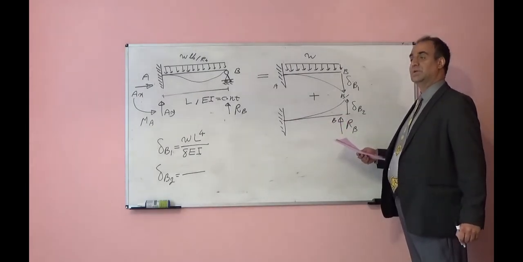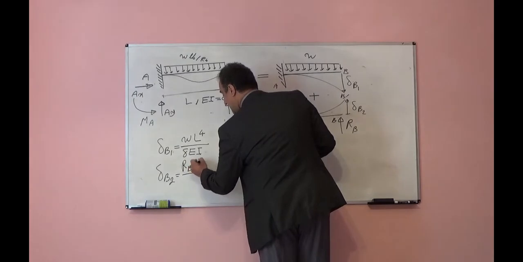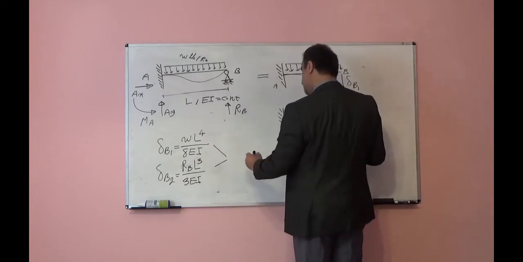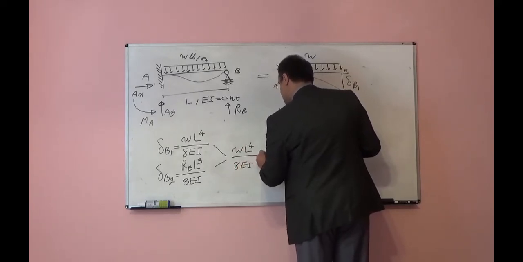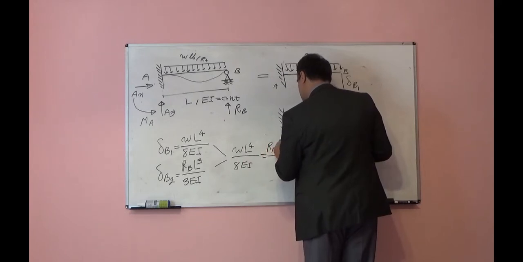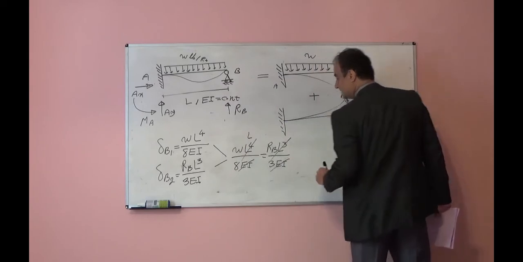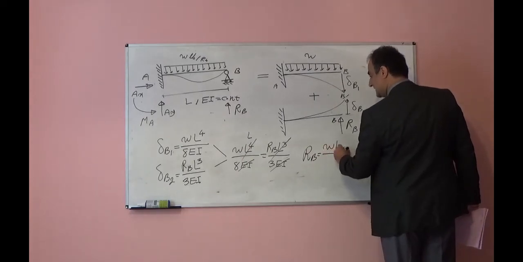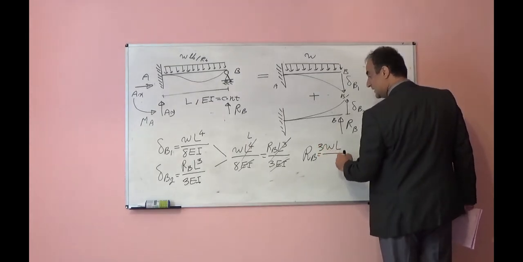So what will be deflection? Previously we saw that it is R B load L cube over 3 EI. These two should be equal. So if I plug these equal, W L to the power of 4 over 8 EI is equal to RB L cube over 3 EI. EI and EI from both sides will cancel each other. This L cube with this L to the power of 4 will be L. So reaction at point B will be W times L times 3, so 3WL over 8.